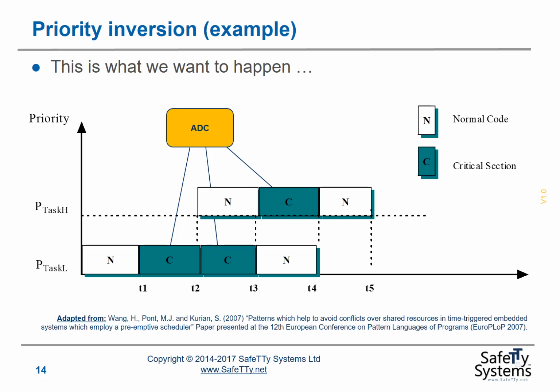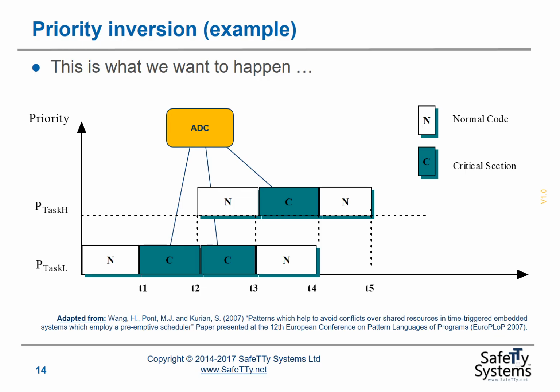So this is a simple 2-task example where we're sharing access to an ADC. What the slide shows is that we have some normal code and we have some code that accesses a critical section. This is a standard term. The critical section is a standard term for areas of code in which we access a shared resource.